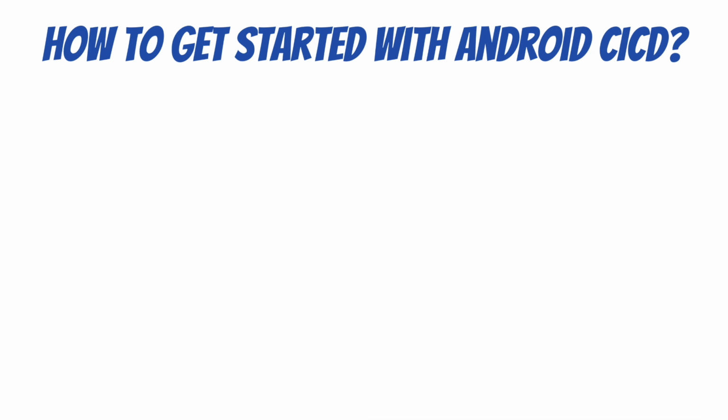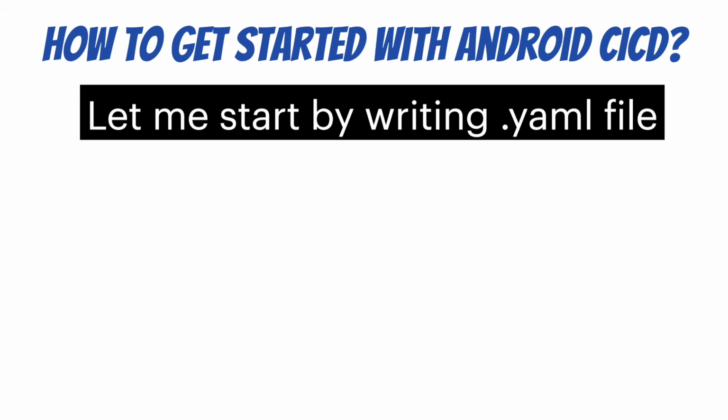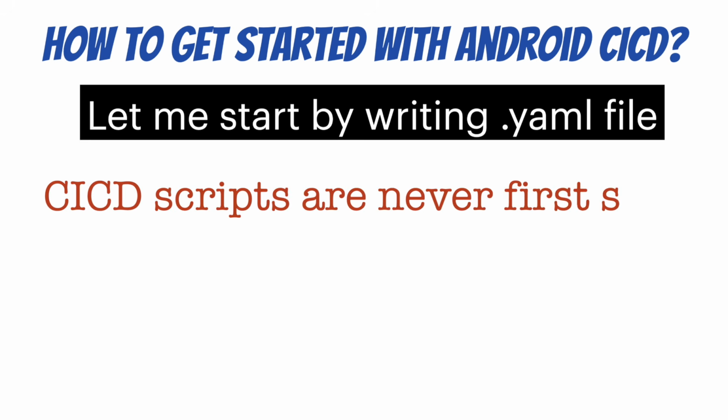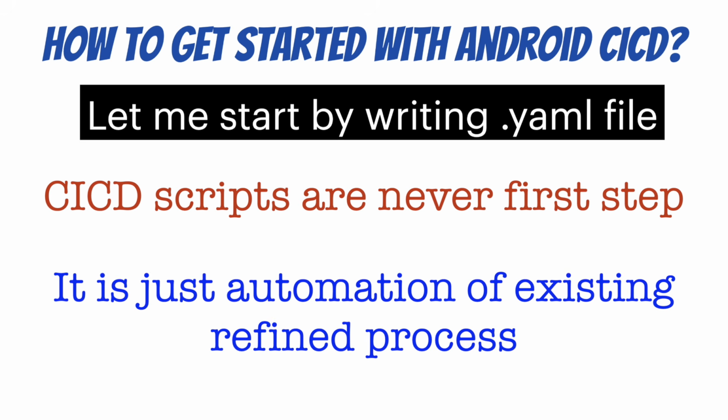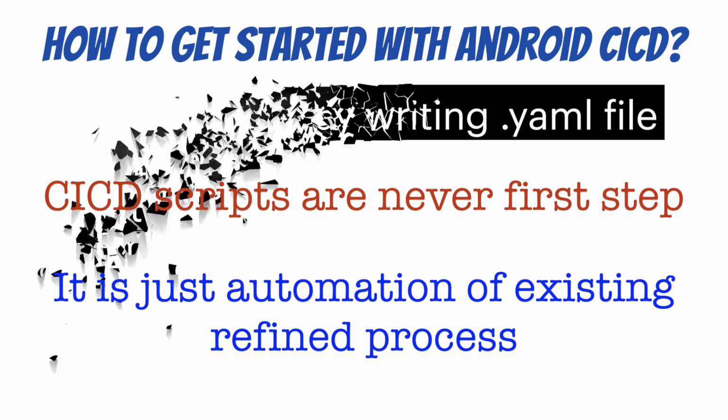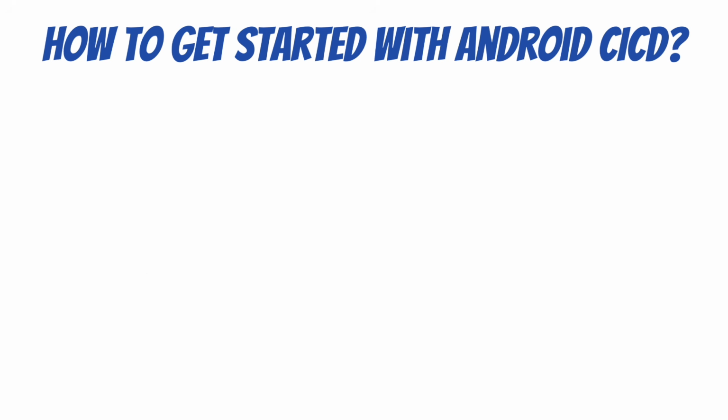When you start a project, if your first step is "let me start by writing a YML file," then that is not the right approach. It is going to fail. CI/CD scripts are not step one. They are automation of a process that already works. If you skip early steps, CI/CD will become flaky, that is unstable, and releases become also risky. So don't directly start from CI/CD from day one.